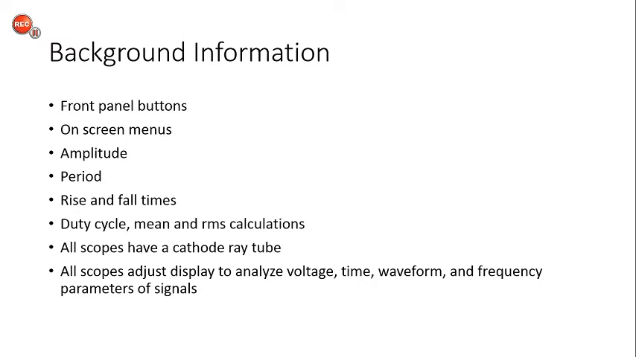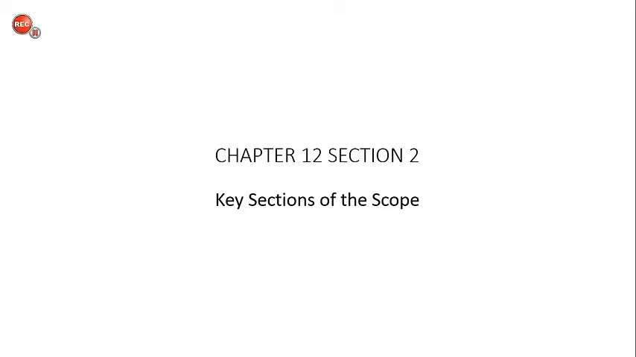All oscilloscopes use a cathode ray tube to produce the picture on the screen. And all scopes have an adjustable display that allows us to analyze the voltage, the time, the waveform, and frequency parameters of the signal. This is section 2. It's the key sections of the scope.